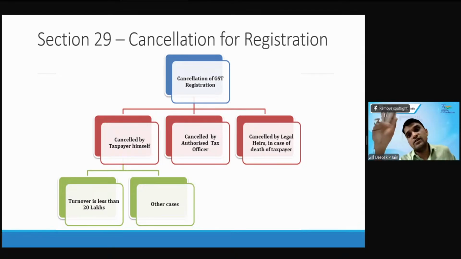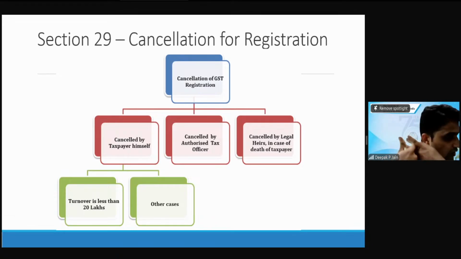So, cancellation, there are three ways. You can cancel it by yourself. You are a taxpayer, you can apply for cancellation. Second is it is cancelled by the authorized tax officer. Officer has some reason and he can cancel your registration. That is the second option. And third is in a case where it is cancelled by the legal heirs in the case of death of a taxable person. So three instances.